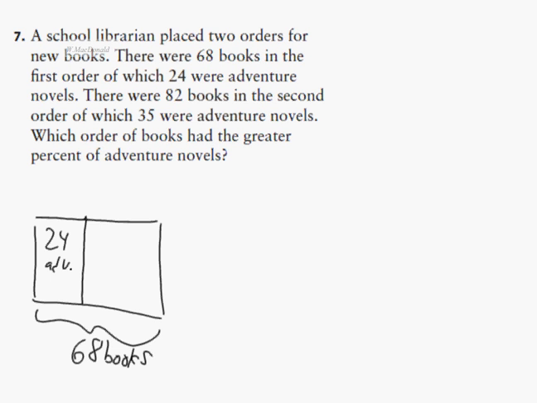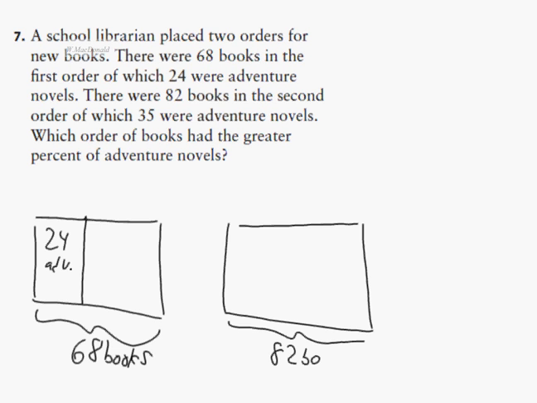In the second order, there were 82 books. So this is a bigger order. 82 books, 35 of which were adventure. So this is, again, less than half, because 41 would be half. So 35 adventure. Which order of books had the greater percent of adventure books?